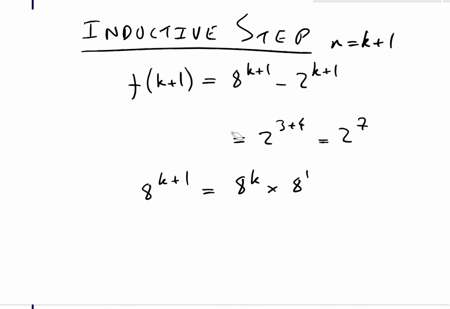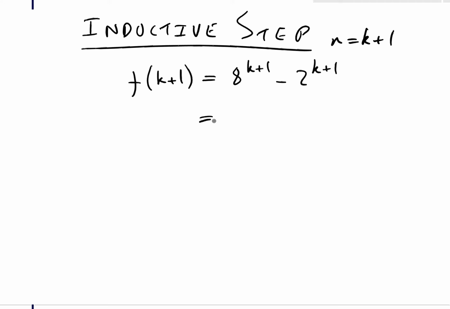Okay, so that is what we've done there, and we're going to bear that in mind not to fiddle with it. So this is going to be 8 to the power of k multiplied by 8 to the power of 1. It's exactly the same thing with this 2 to the power of k plus 1. It's going to be 2 to the power of k times 2 to the power of 1. Okay.